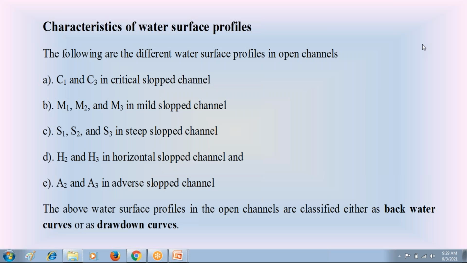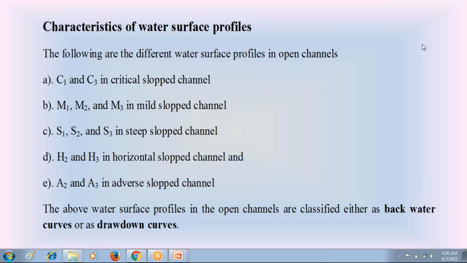Already in the last class, I explained that some of those water surface profiles are rising in the direction of water flow. Rising means the depth of water flow in those water surface profiles increases in the direction of water flow. That is called a rising water surface profile. And some other water surface profiles are falling water surface profiles. Falling means the depth of water flow decreases in the direction of movement of water flow.